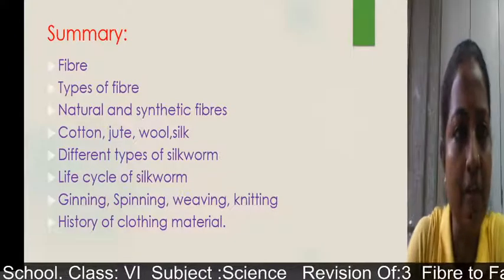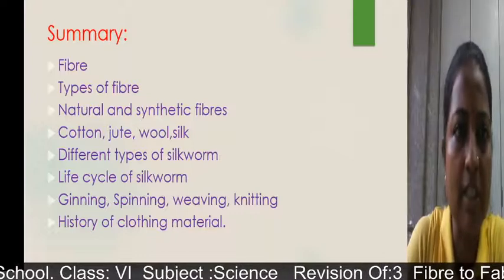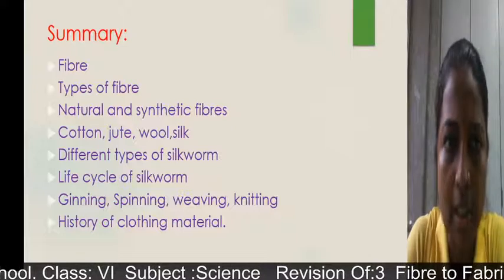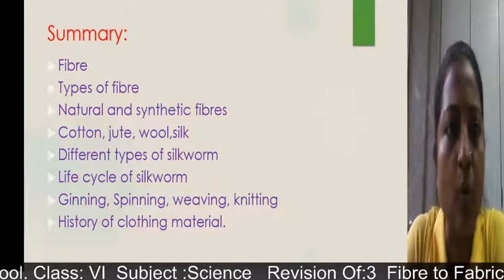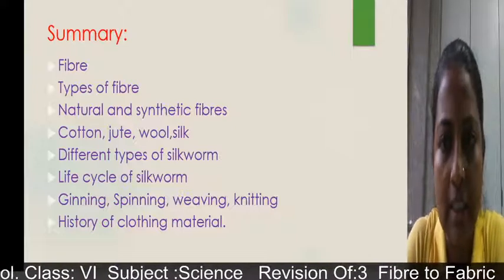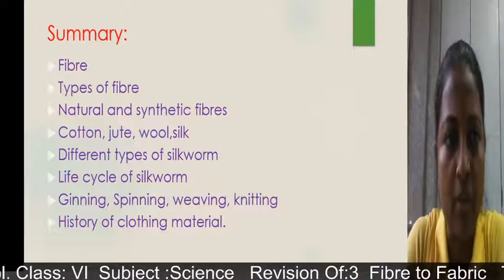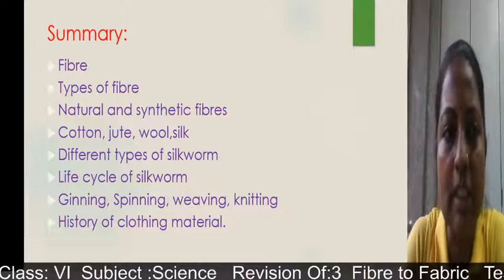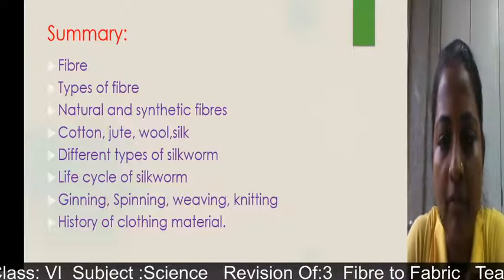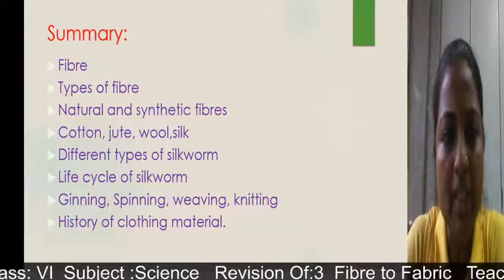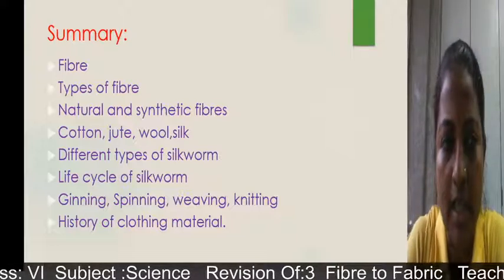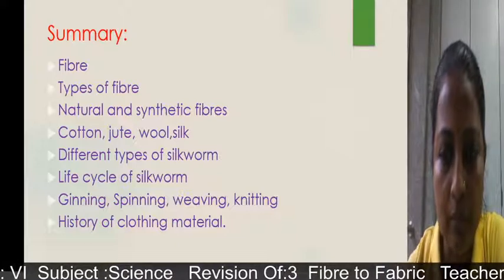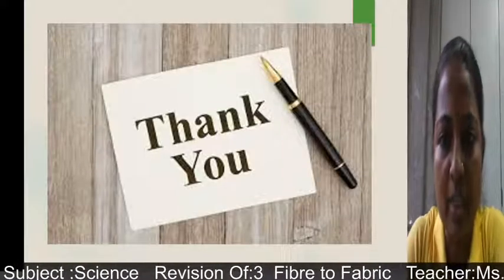So children, we have seen what is fiber. We have seen different types of fiber, that is natural and synthetic or man-made fiber. It is also called artificial fibers. Cotton, jute, wool, silk, we have seen information about them. Different types of silkworm we have seen. We have seen the life cycle of the silkworm, and we have seen the ginning process, spinning process, weaving and knitting, and we have seen the history of clothing material. So this is for revision of chapter number 3, fiber to fabric.